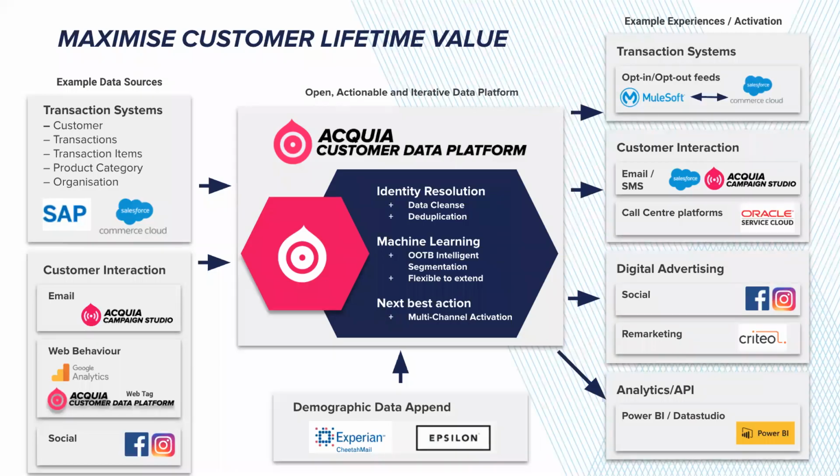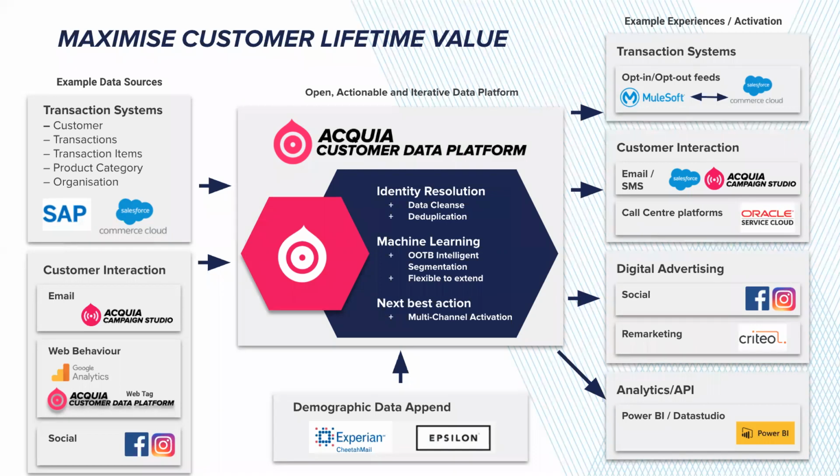So the goal here is to, as I mentioned earlier, maximize customer lifetime value. And for those of you who are not familiar with customer lifetime value, it's just looking at the average purchase value and the average purchase frequency to determine the customer value, and then multiplying that by the customer lifespan to determine the customer lifetime value.